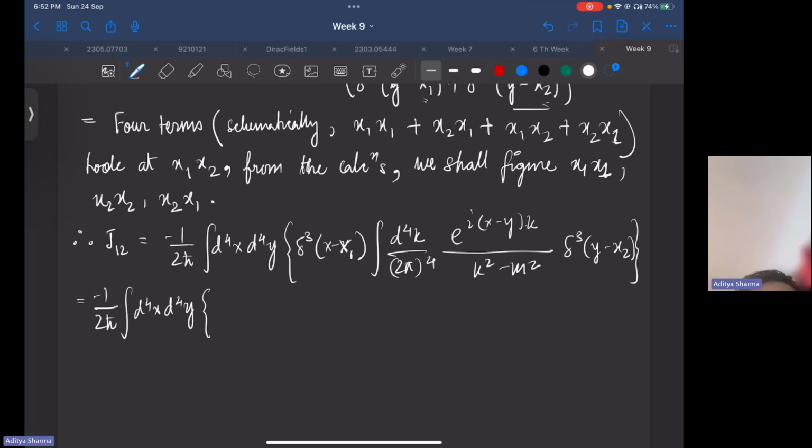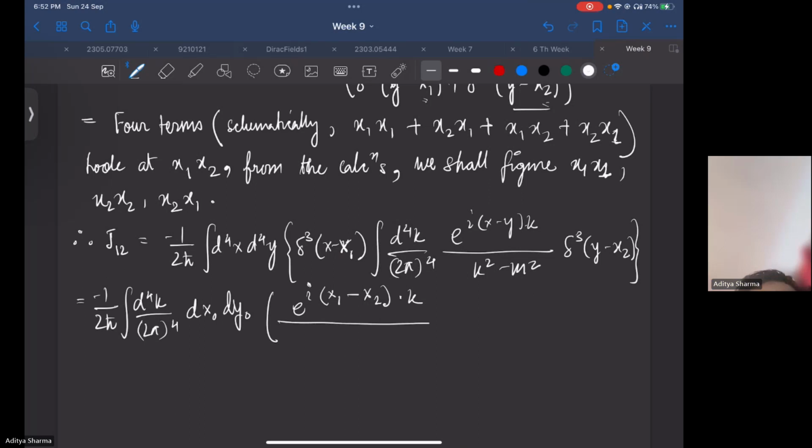Now you're going to take this out. And you're going to do the Dirac integral. So you're going to remain with this thing. The d3x and d3y get integrated. And you're going to have a term as such. So the first integration will give you x1. The second integration will give you x2. Okay. Nothing has changed.